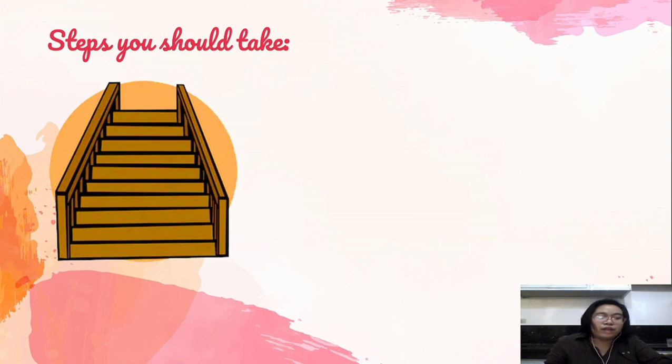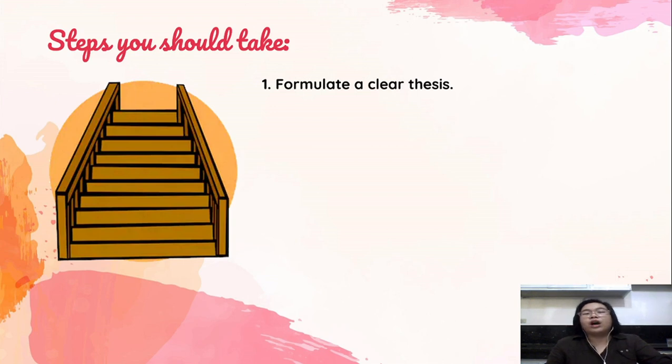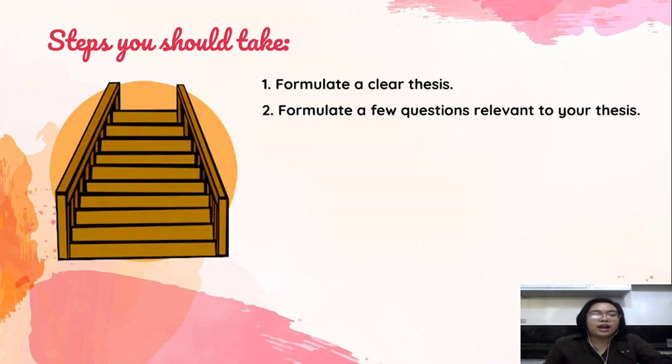To help you have a larger picture in analyzing the text, we will discuss some critical approaches to literature later. But first, let us discuss the steps you should take in writing your literary analysis paper. First, formulate a clear thesis. Formulate your argument or your main idea for the paper clearly, because this will lead the discussion of your entire paper. Your argument is the statement that you want to prove from the text. Next, formulate a few questions relevant to your thesis.